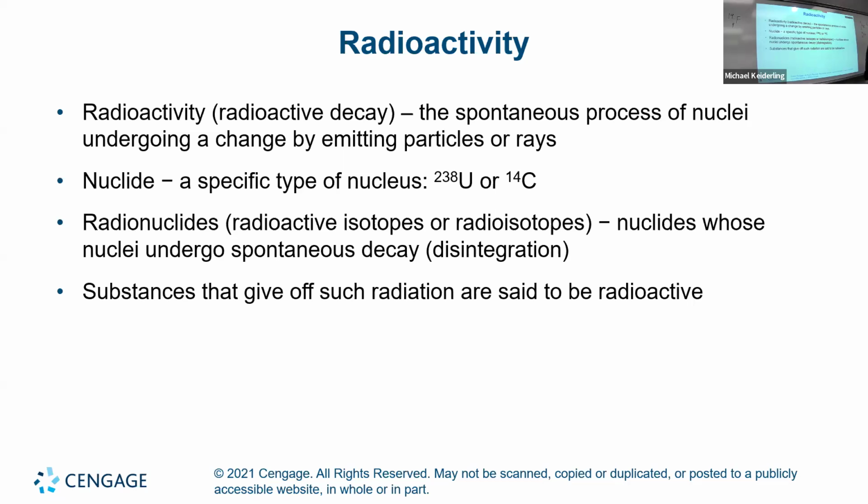So a specific type of nucleus like uranium-238 or carbon-14 will undergo some process of decay. Radionuclides are radioactive isotopes or radioisotopes. These are isotopes that will undergo spontaneous decay. And substances that give off that type of radiation are said to be radioactive.